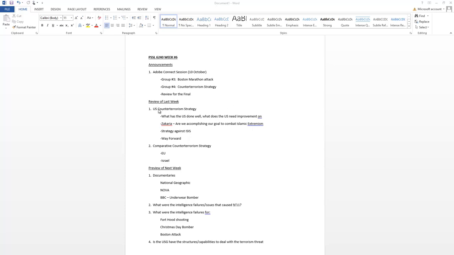A review of last week, U.S. counterterrorism strategy. Just a couple of questions to keep in mind, especially if you're doing a paper, and everyone needs to keep these in mind for the final. What has the U.S. done well, and what does the U.S. need improvement on? What have we done well since 9/11? What have we accomplished, and what can we implement going forward? And what have we not done well, or what areas in counterterrorism strategy do we need improvement on, more emphasis on?